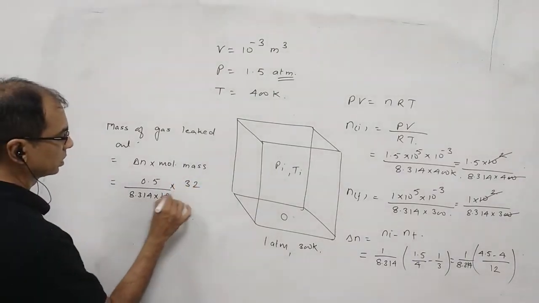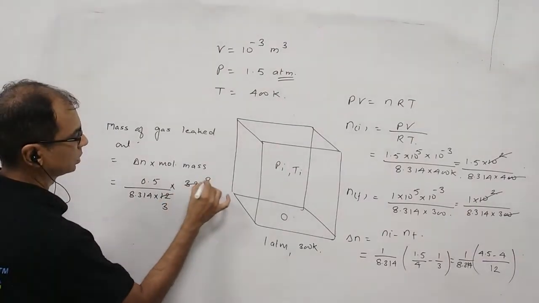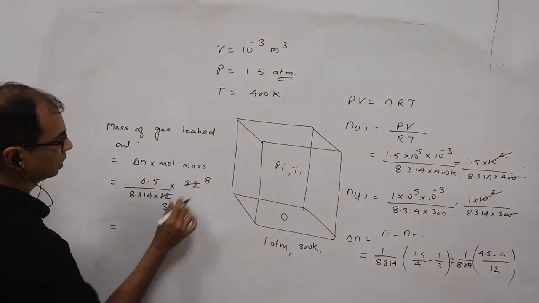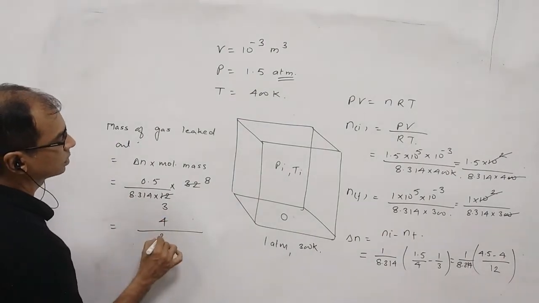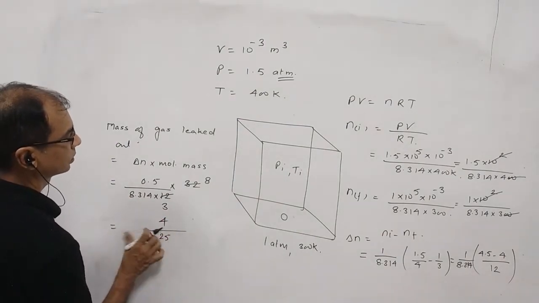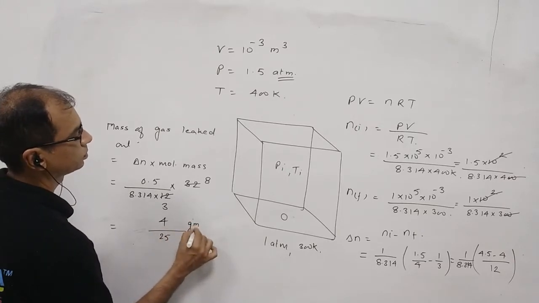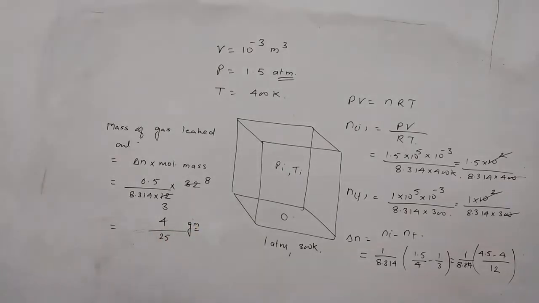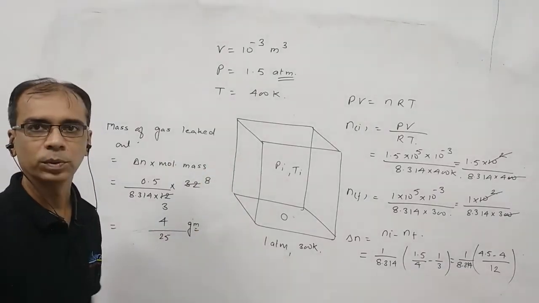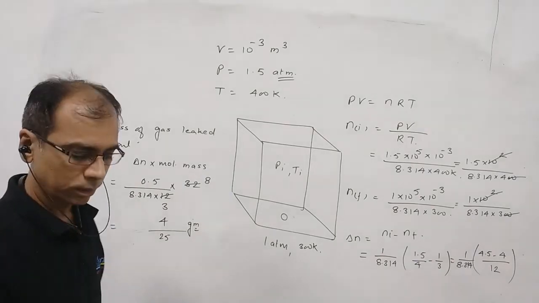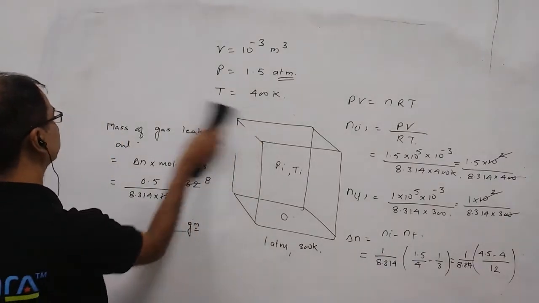So what we can do, this is 4 3s, this is 4 8s, this is 8 into 0.5, that is 4 by 3R. Now 3R means this is 25. These many grams. 4 by 25 gram will be going out. So this is the answer of the question. Okay, let's go for another question then.